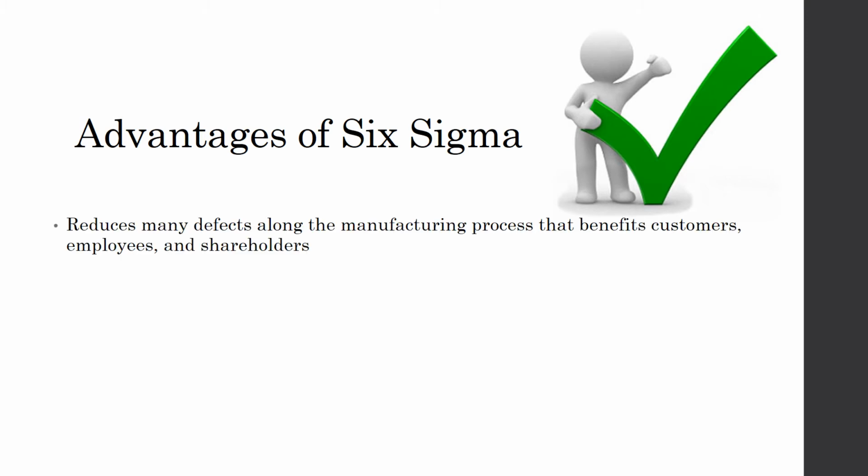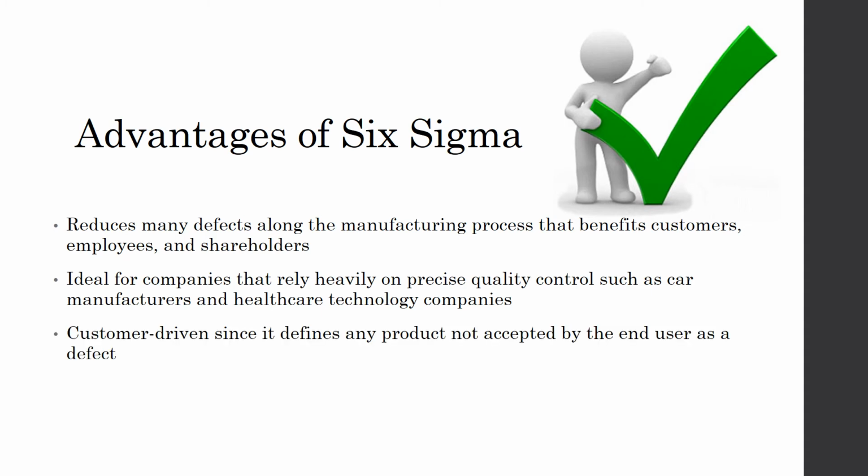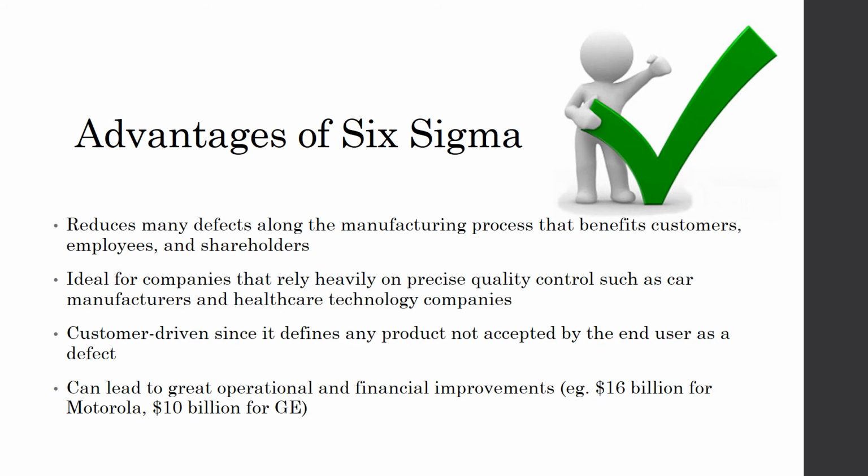Advantages of Six Sigma. The first obvious advantage of Six Sigma is its reduction of many defects along the manufacturing process that benefits customers, employees, and shareholders. Six Sigma is ideal for companies that rely heavily on precise quality control, such as car manufacturers and healthcare technology companies. These companies have very tight tolerances on precision of their product, since end user safety is the number one priority. It is a customer-driven method since it defines any product not accepted by the end user as a defect, making customer satisfaction a very important factor. Finally, the implementation of Six Sigma can lead to great operational and financial improvements. For example, Motorola reported savings of $16 billion and GE reported savings of $10 billion by implementing Six Sigma.